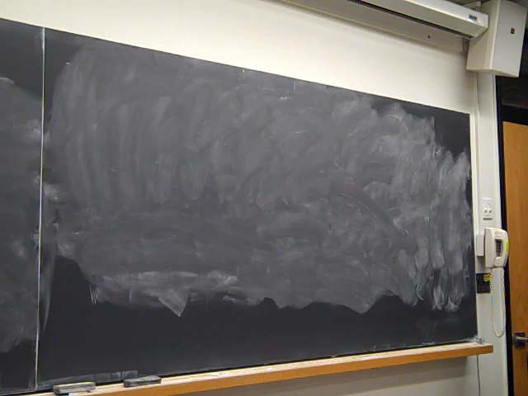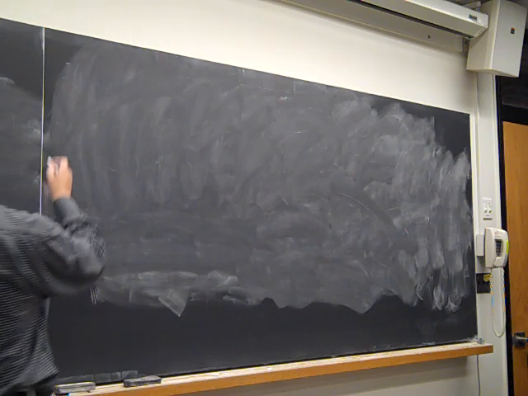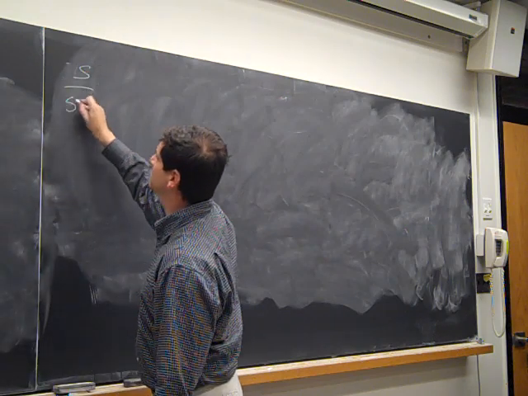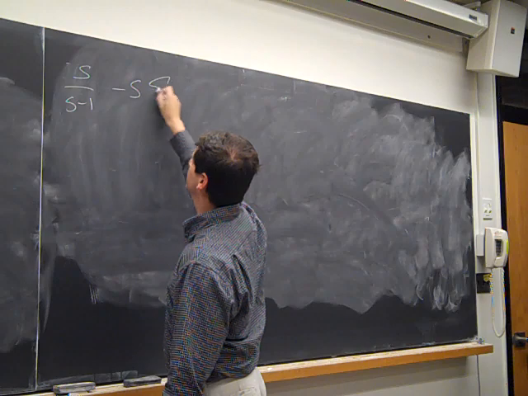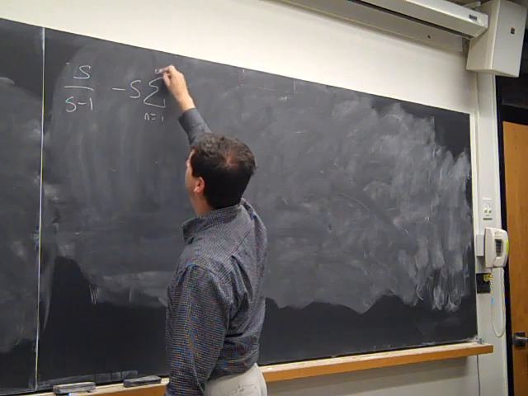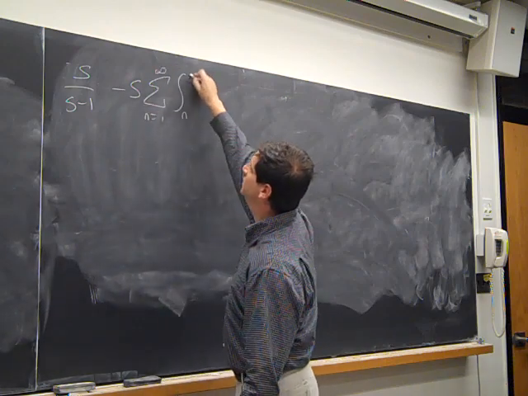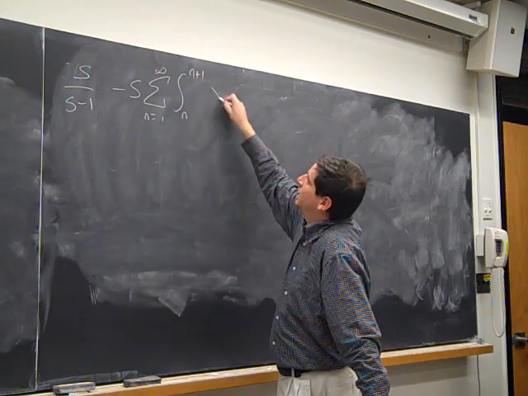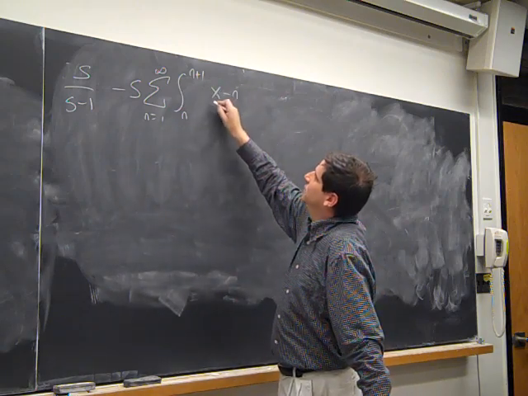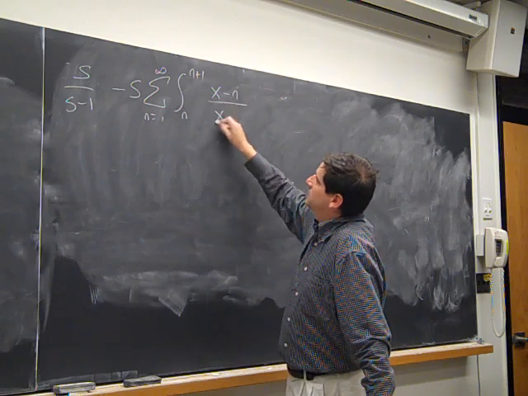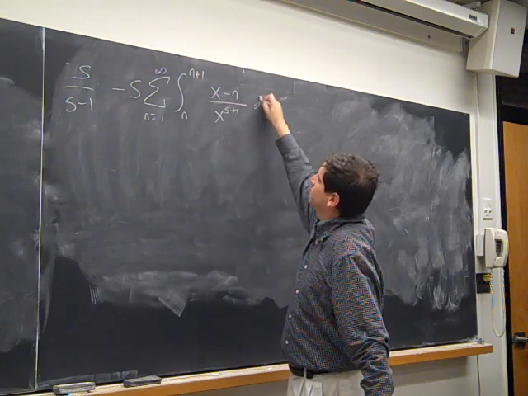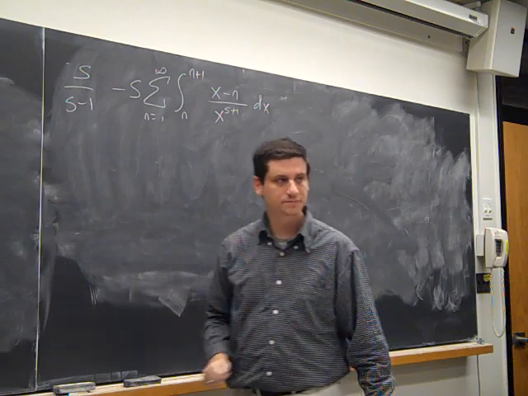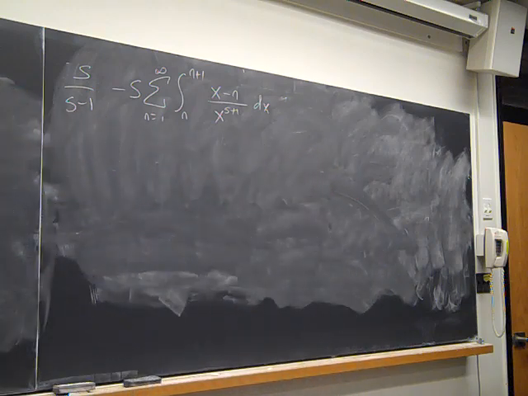And so now if we study things, okay, the camera's already been moved. So we have s over s minus 1 minus s times the sum from 1 to infinity, the integral from n to n plus 1. And now the fractional part of x becomes x minus n, divided by x to the s plus 1 dx. So how should I do the integral?